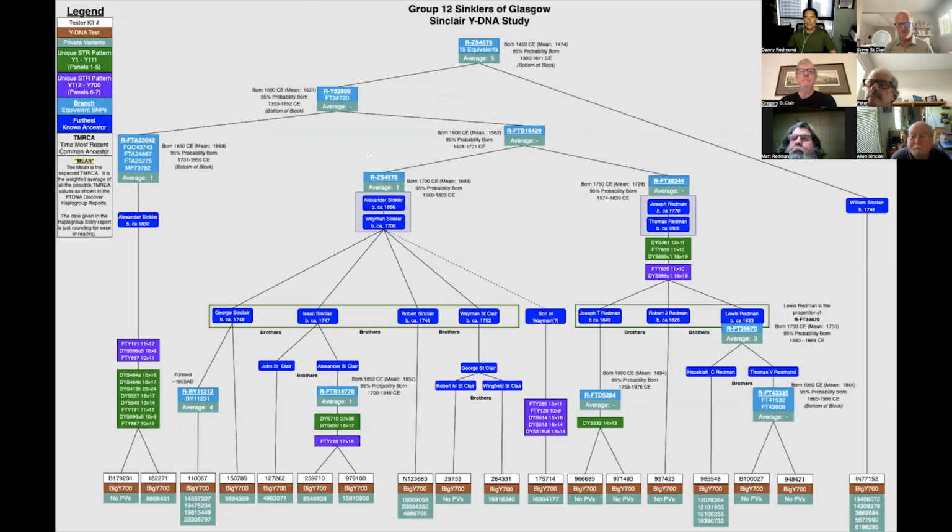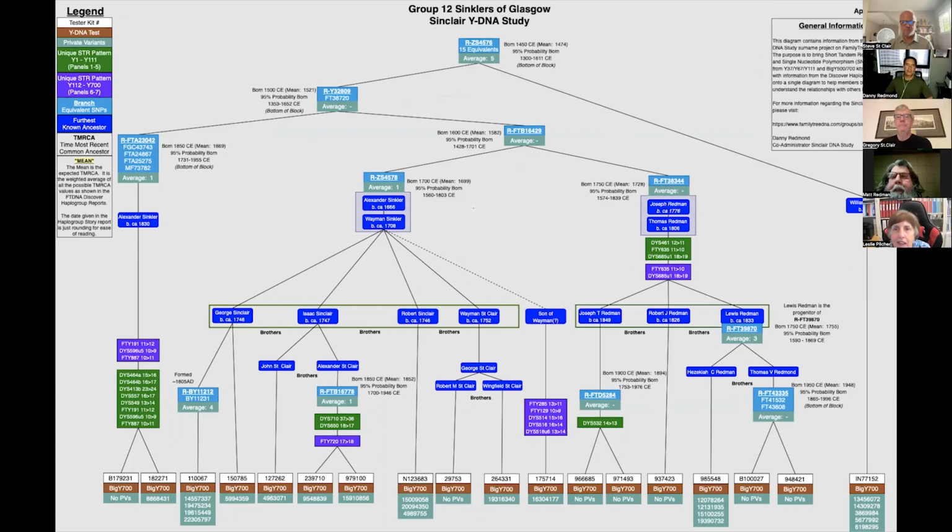Yeah, I just wanted to pull up the diagram. Are you guys able to see the diagram up? Yeah. So this just shows you over the last couple years how much Steve and I have learned about our relationship.